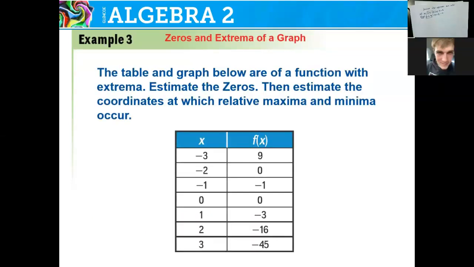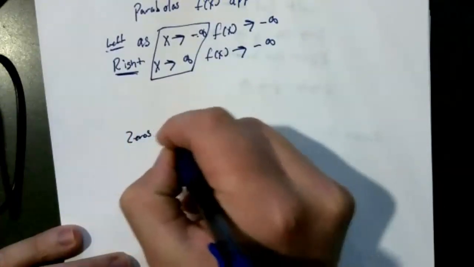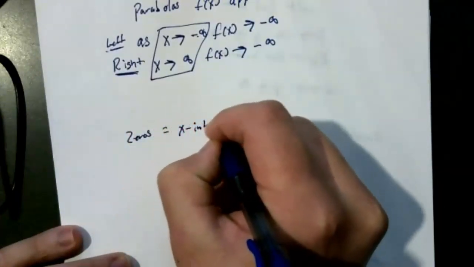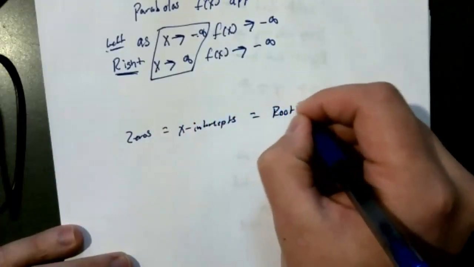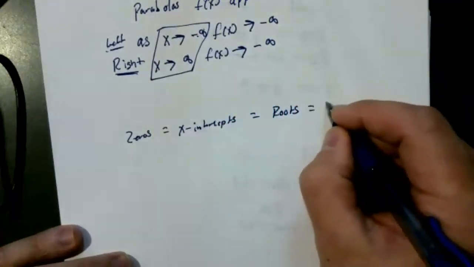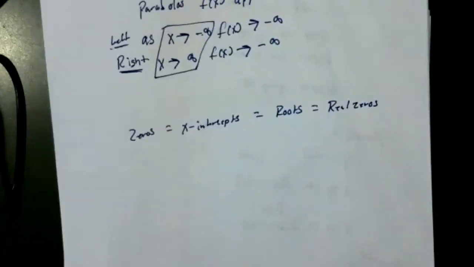All right. Here we get to talk about the extrema of the graph, but they also ask us to estimate the zeros. Okay, whenever they ask you to estimate the zeros, they're talking about x-intercepts. So zeros equal x-intercepts. Some other words they might throw out is those are equal to the roots of the equation. They might call them real zeros. Okay, but the key thing is we're estimating these. We're not asked to find them, we're asked to estimate.